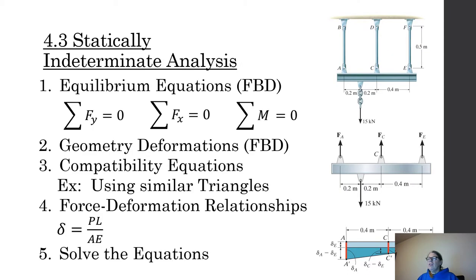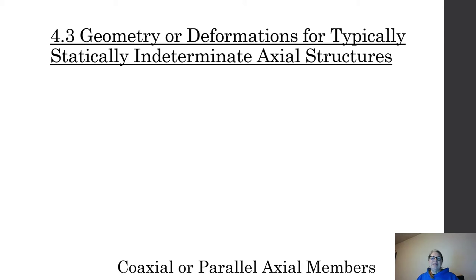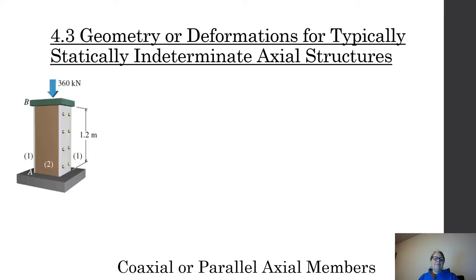Okay, so let's look at some different examples of where we might see compatibility. If I have a column and it is made of two materials, material 1 outside of material 2, maybe think about it as a timber column with steel plates. When I load that, the deformation is going to be the same. It's a system. So when I look at this 360 kilonewtons pushing down, I'm going to have the force of the timber pushing up and the force of the steel pushing up. I have two unknowns. I don't know how that 360 kilonewtons divides between the wood and the steel.